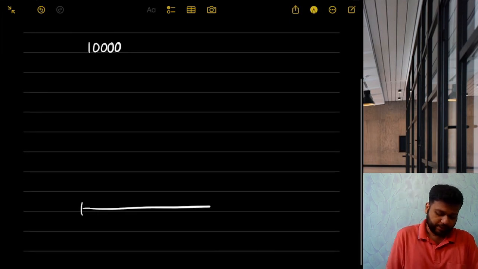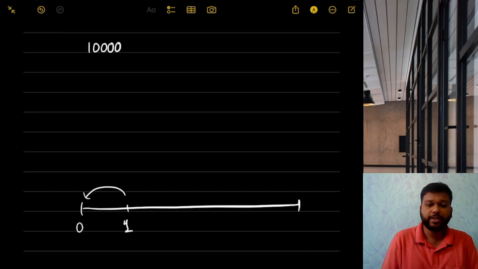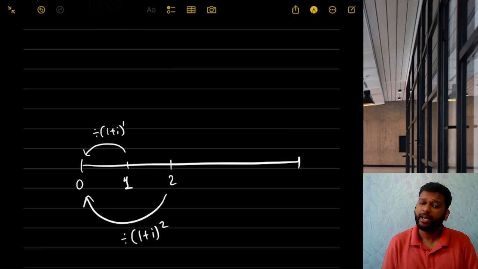So let's say you have something at year 1. If you want to take it to present, how do you take it to present? You divide by 1 plus i raised to n, that is 1 plus i raised to 1. If you have something at year 2 and you want to take it to present, you divide by (1 plus i) square, and so on, right?